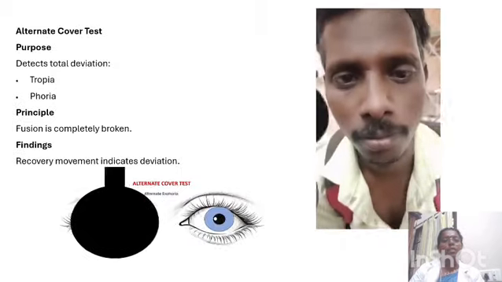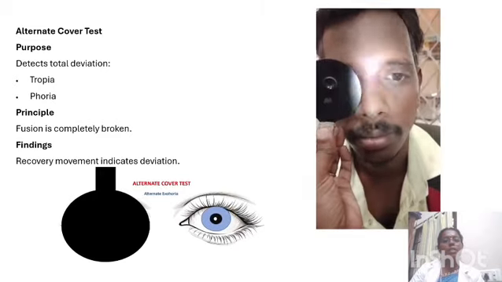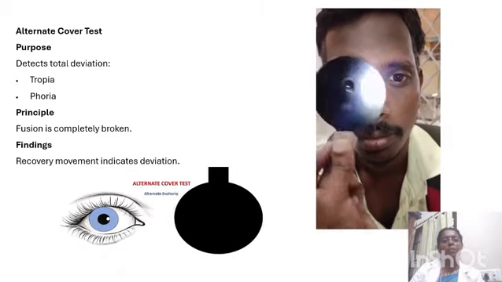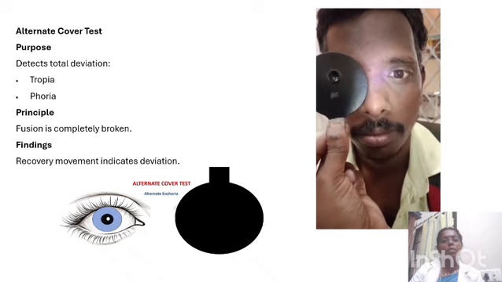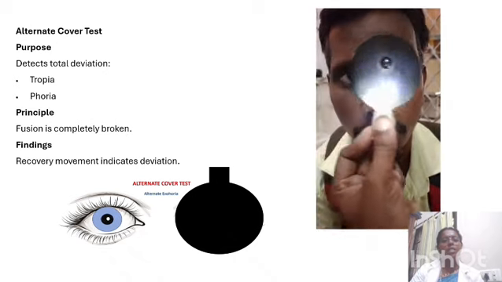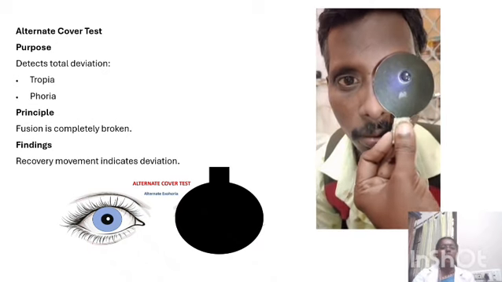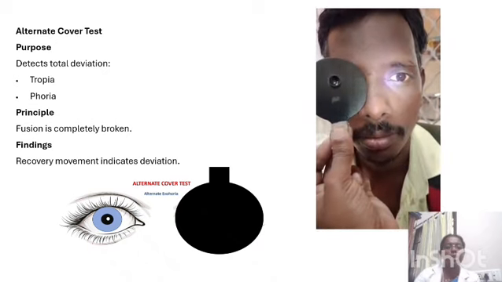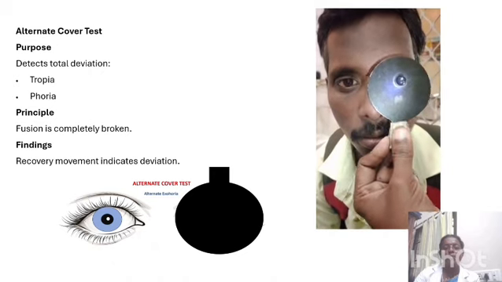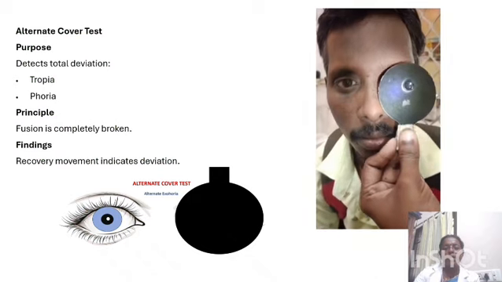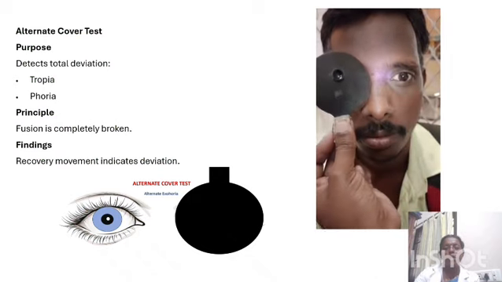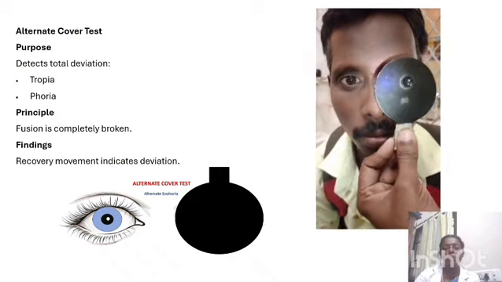The video demonstrates the alternate cover test. The cover is moved rapidly between the eyes, completely disrupting fusion. The recovery movement seen when fixation is regained indicates the total deviation, including both tropia and phoria. Here the video shows the right eye is hypertropic while occluding the left eye, and the left eye shows hypotropia.